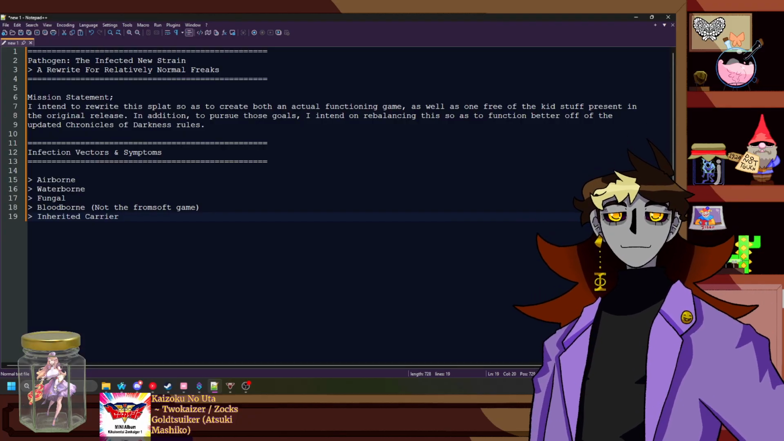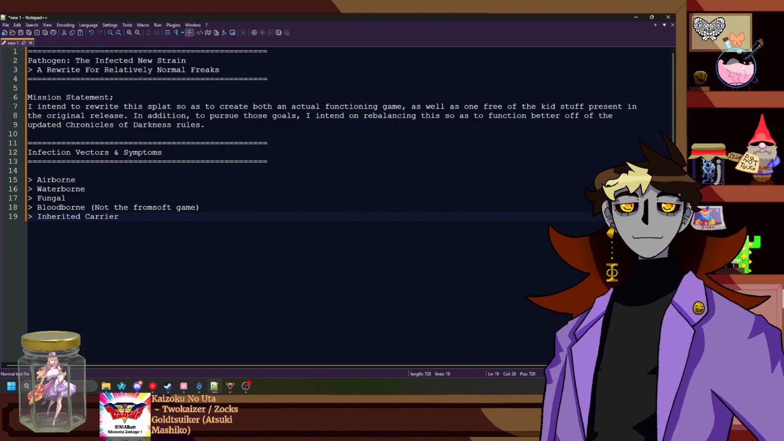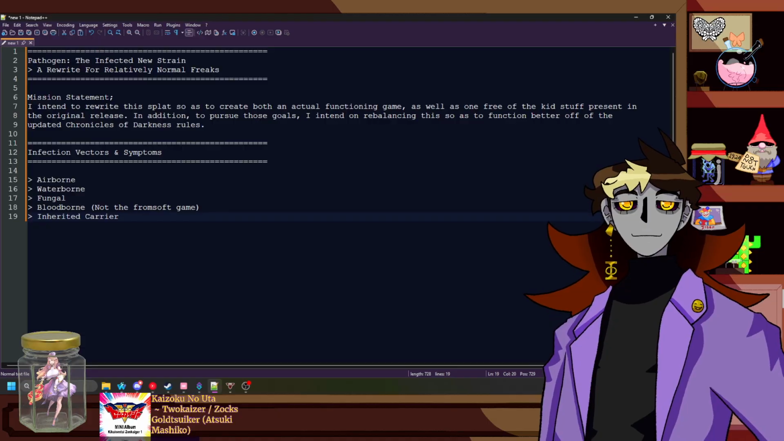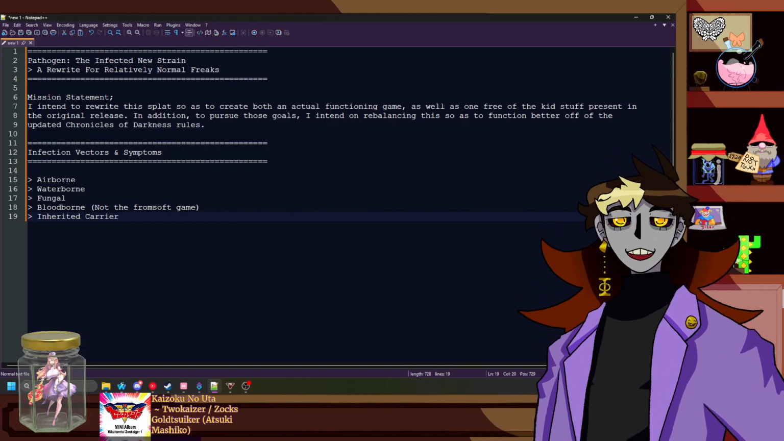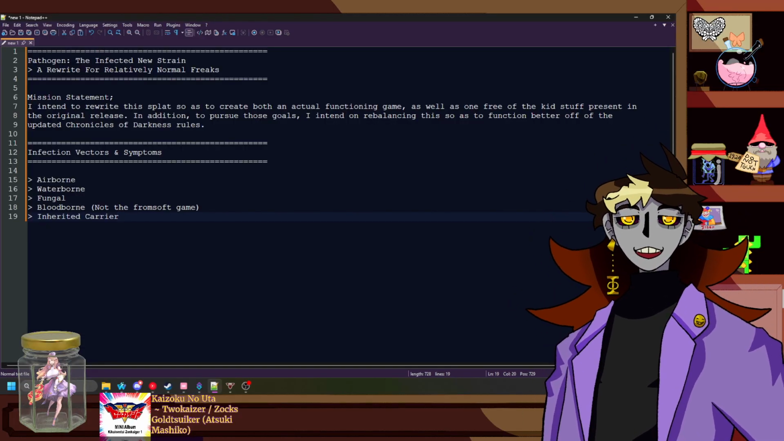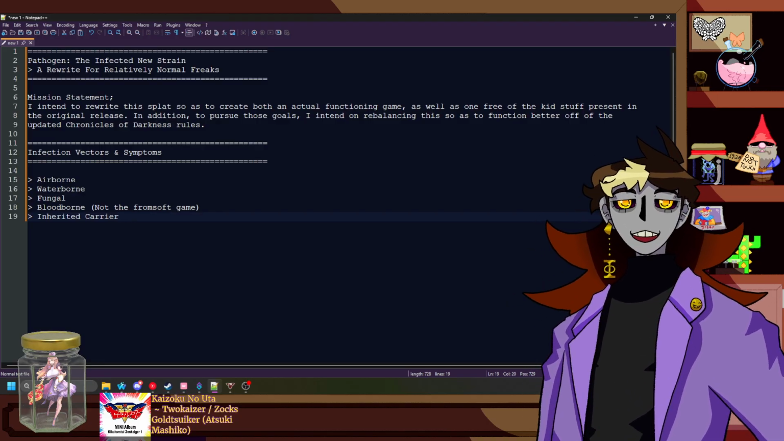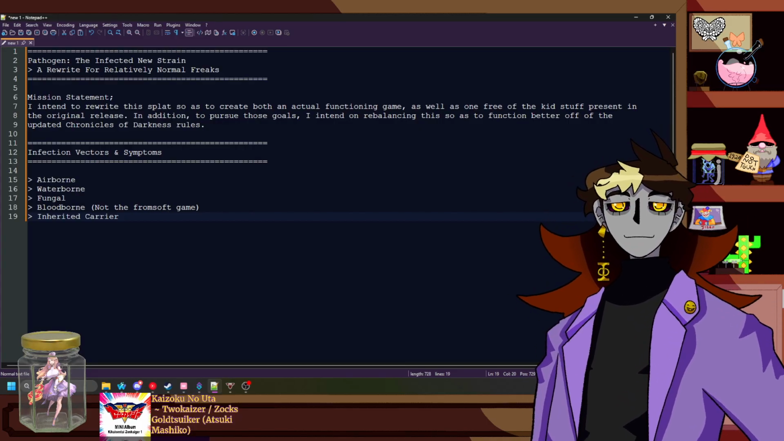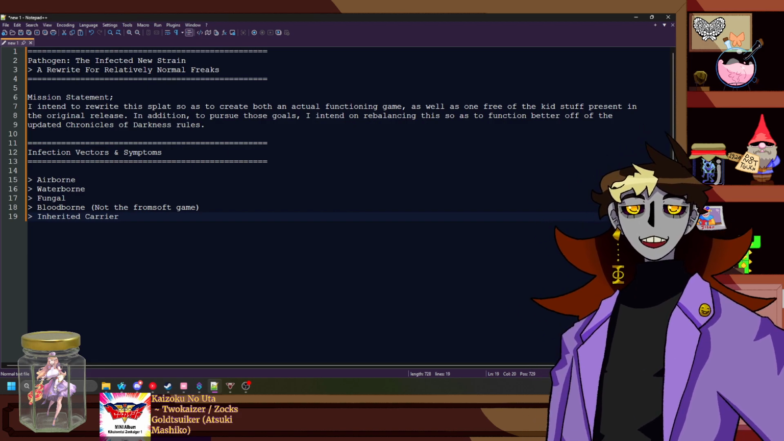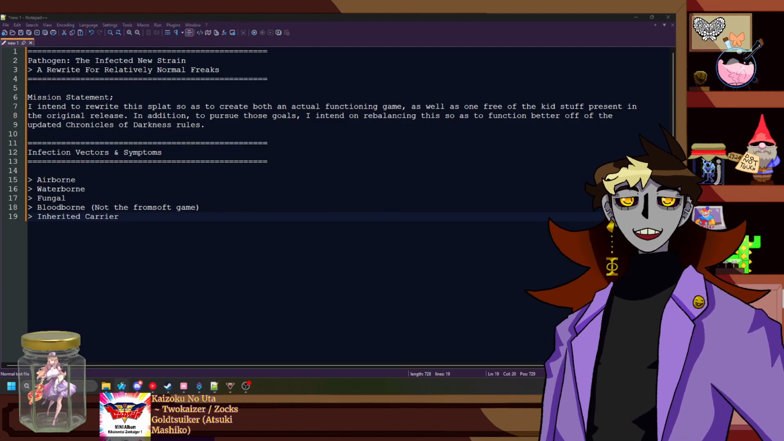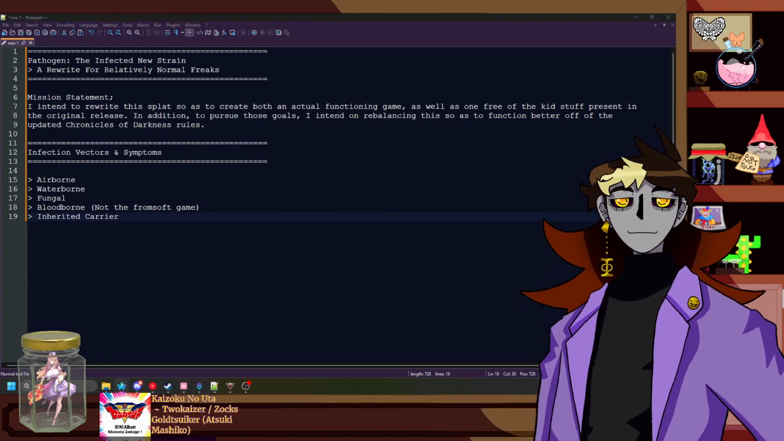Inherited carrier will replace the infected in the womb infection method prior, where it implied some weird shit involving kids. This is just, oh yeah, your family just naturally carries it. Your family naturally carries this, naturally asymptomatic. You, for some reason, have activated. I believe that angle would create a more intriguing and interesting sort of experience.